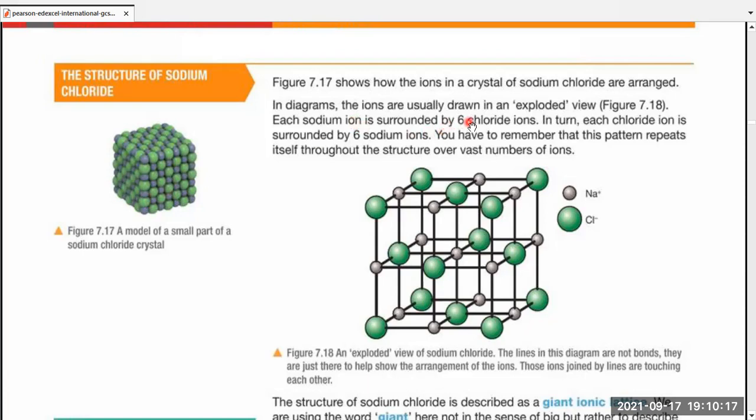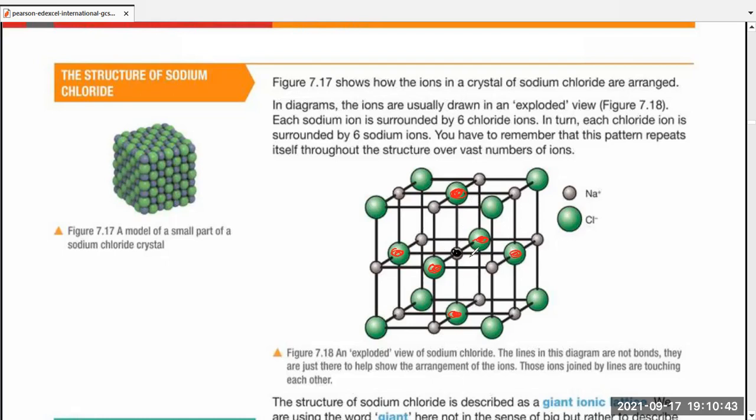So each sodium ion is surrounded by 6 chloride ions. It's more like a 3-dimensional structure. If the sodium ion is right in the center, this one, let's consider this one. There is one chloride ion up top, one at the bottom, one in front, one at back, one at right, and one at left. So it is surrounded by 6 chloride ions.